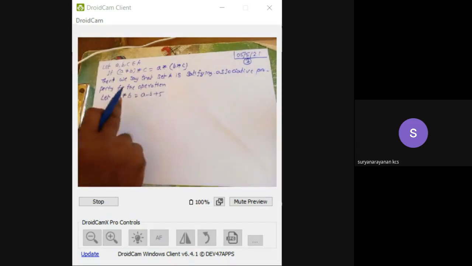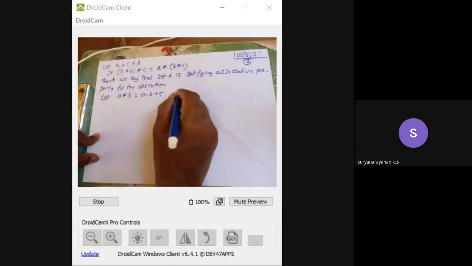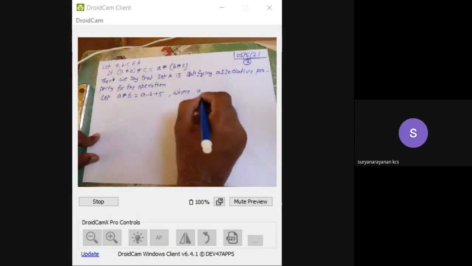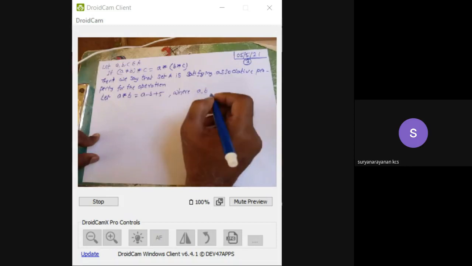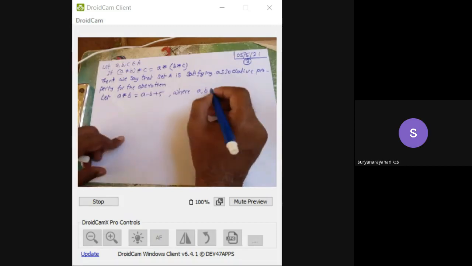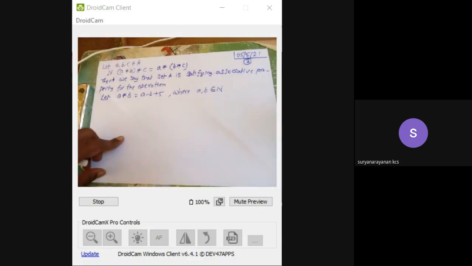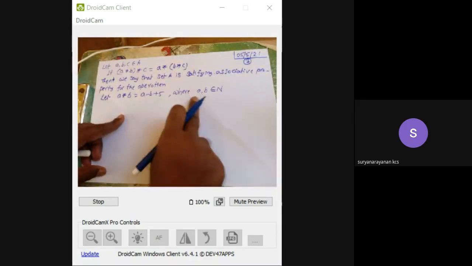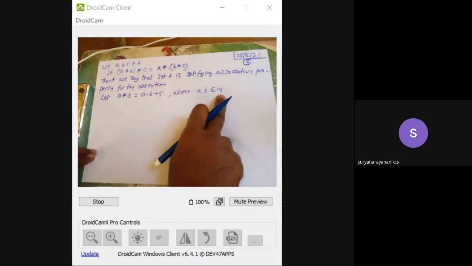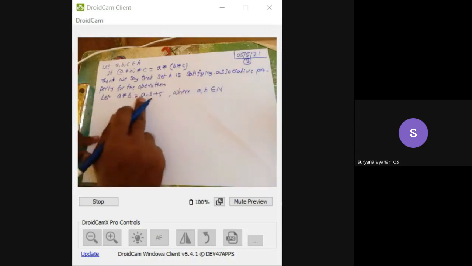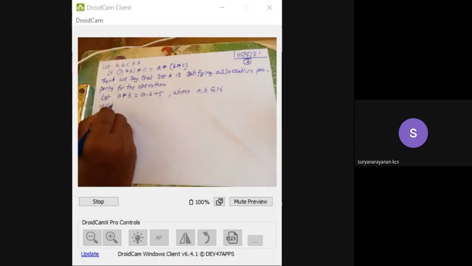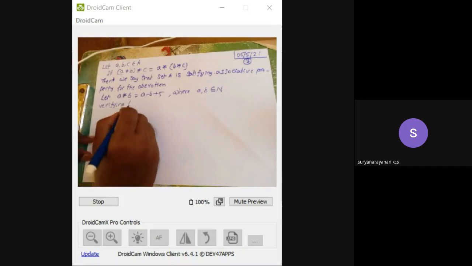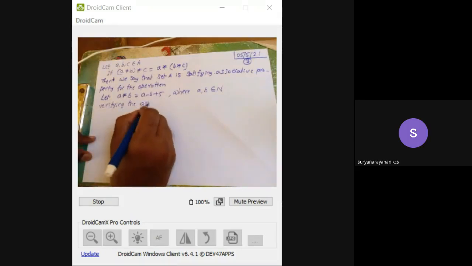Now, let us check whether this operation satisfies the associative property, where A, B belongs to N. Okay, my children, let us take A and B as the set of natural numbers. Now let us verify the associative property.